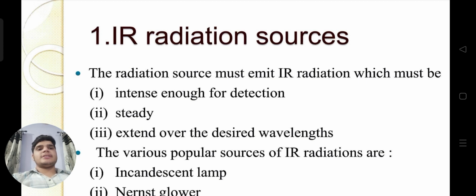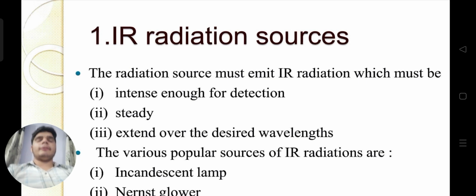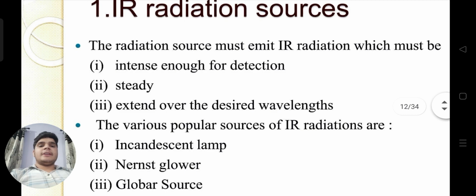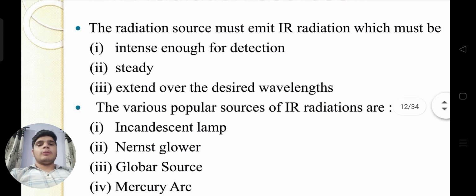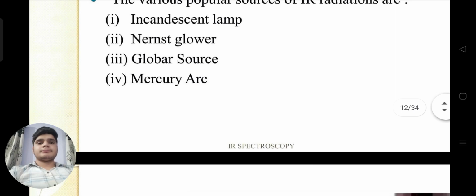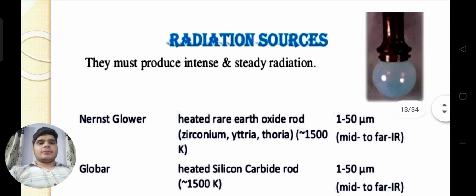The radiation source must emit IR radiation that is intense enough for detection, steady, and extends over the desired wavelengths. The popular sources of IR radiation are: first, the incandescent lamp; second, the Nernst Glower; third, the Globar source; and fourth, the mercury arc. These four are the popular sources used for emitting IR radiation onto any sample. Radiation sources must produce intense and steady radiation.